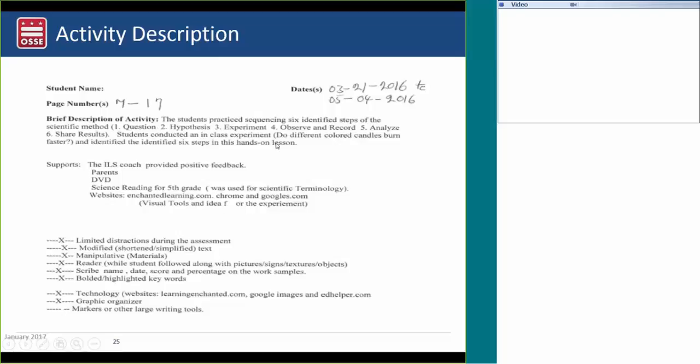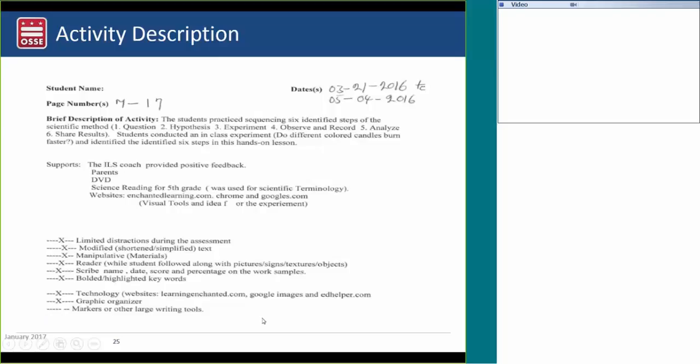Again, this is about the scientific method for fifth grade. Here are the additional supports: parents, a DVD, the ILS coach, a textbook, a website. Any of that is a support for the student that enables them to make independent and correct responses. And these are the frequently used supports that the student was able to access as well.